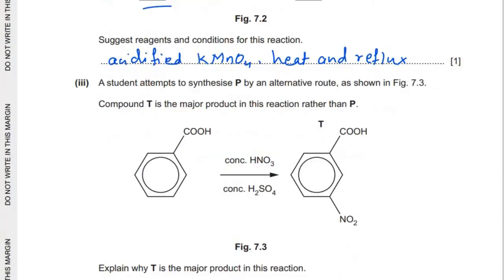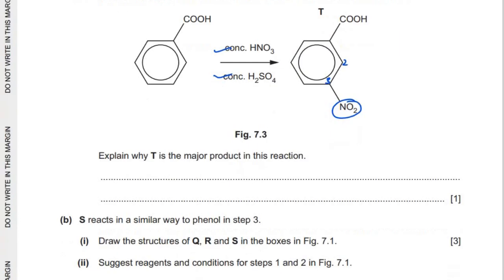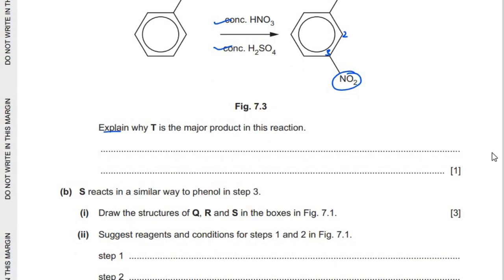Okay. The third part is a student attempts to synthesize P by an alternative route as shown in figure 7.3. Compound T is a major product in this reaction rather than P. So what's the difference in P and T is that the nitro group is on the third carbon and not the second carbon here. That's the major difference between P and T, and that is done when the benzoic acid is reacted with concentrated nitric acid and concentrated sulfuric acid. Now it says, explain why T is a major product in this reaction.